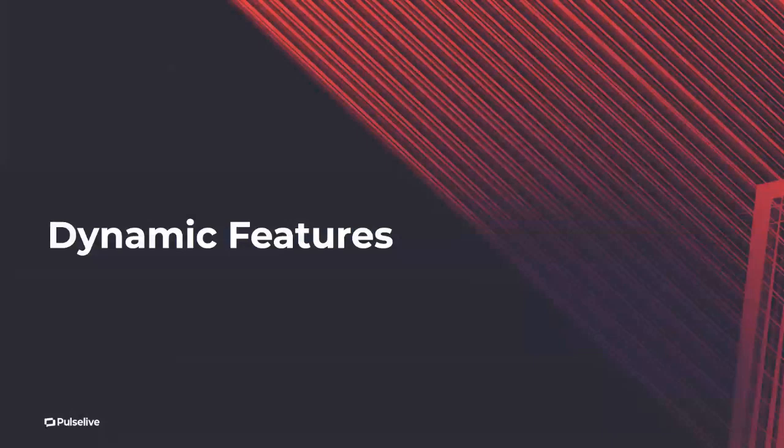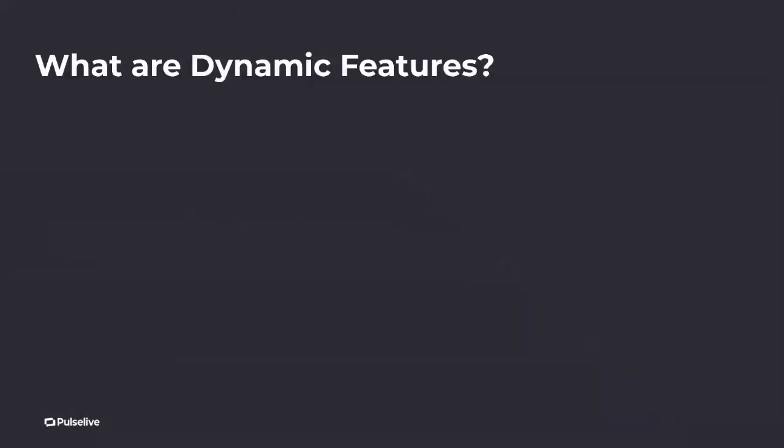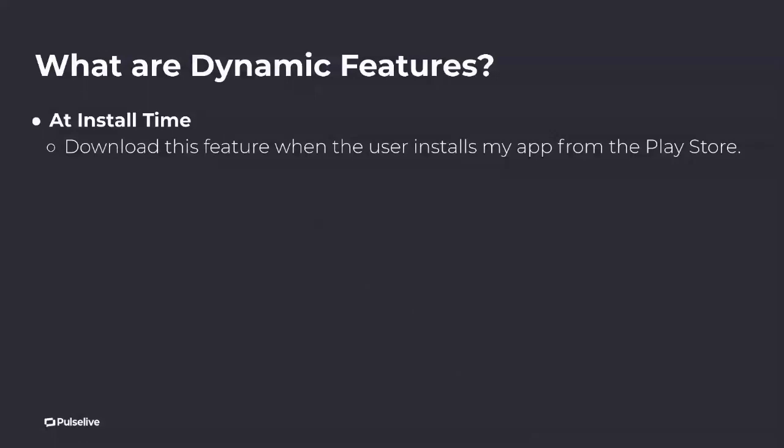Dynamic features are a new type of Gradle module, and they effectively give you complete control over when a feature in your application is installed. They come in 4 different flavors. You can have a feature that's installed at install time. This is a feature that's downloaded when the user installs your app from the Play Store, and this is how you'd conventionally deliver an app. Everything is delivered when the user clicks install.